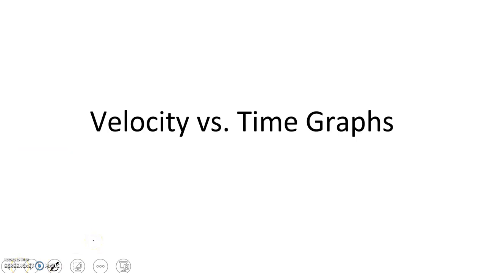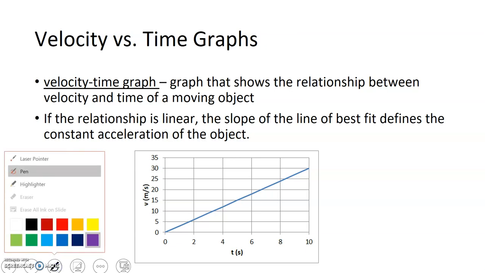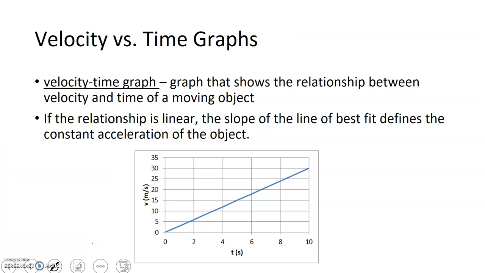Welcome to the video on velocity versus time graphs. A velocity time graph is a graph that shows the relationship between the velocity and time of a moving object. The slope of a velocity versus time graph gives acceleration.